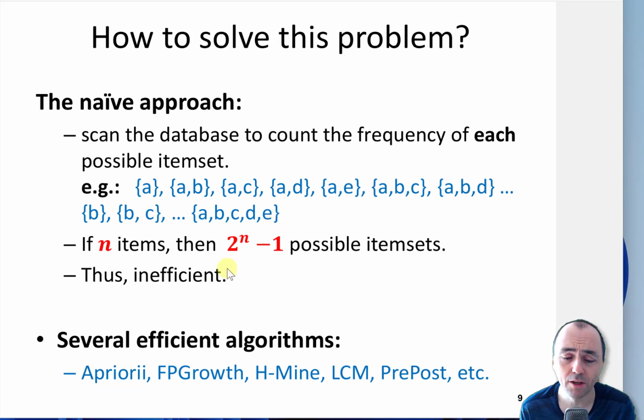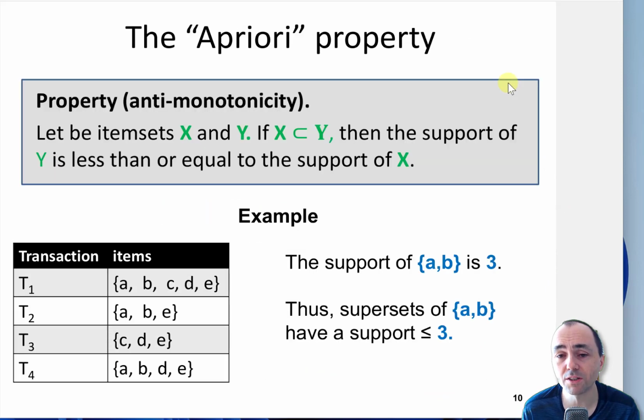To solve this problem, there have been many efficient algorithms such as Apriori, FP-growth, LCM, and so on. The basic idea of all these algorithms is that they use one very powerful property about the support, the frequency. I will explain how it works because it's important for later. The Apriori property, also called anti-monotonicity, is as follows. Let's say you have 2 sets of items, X and Y. For example, X is AB and Y is ABC.